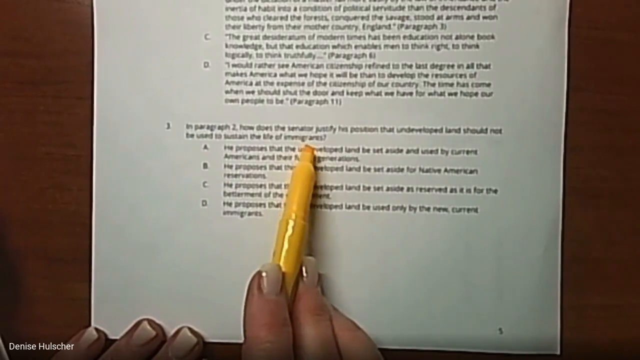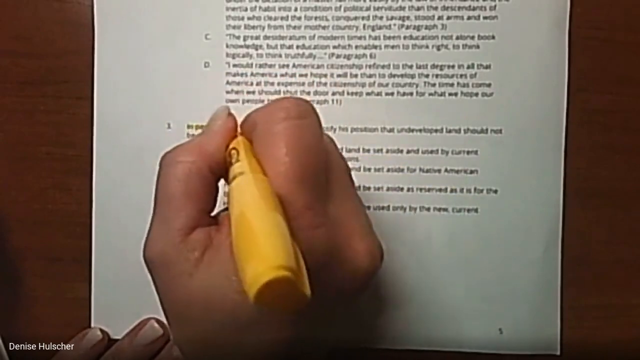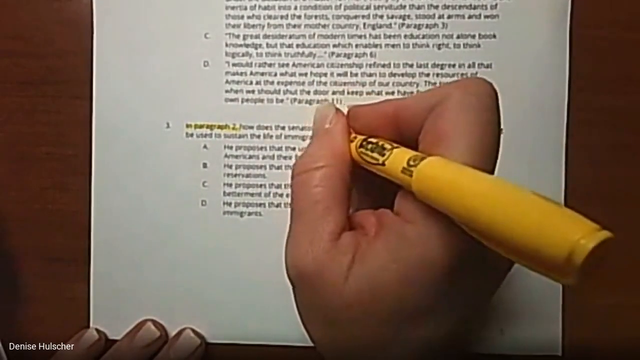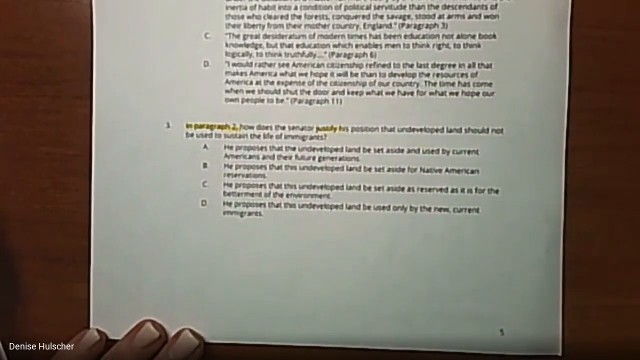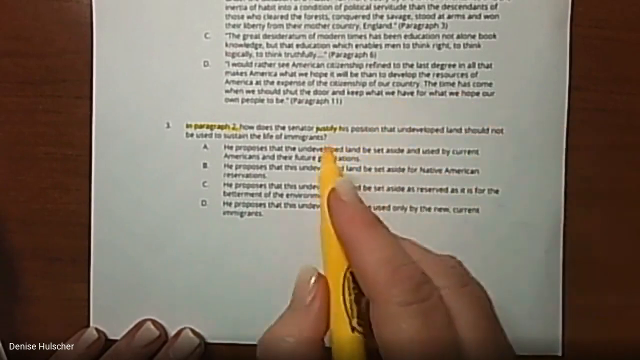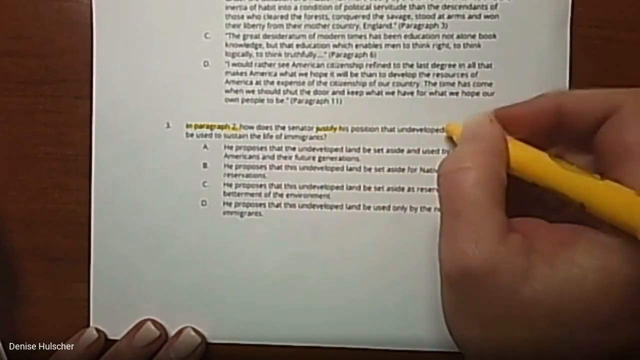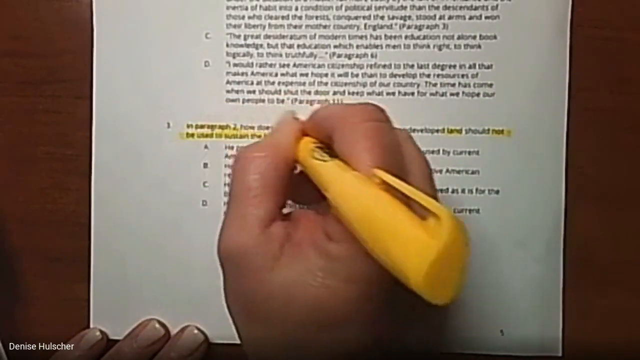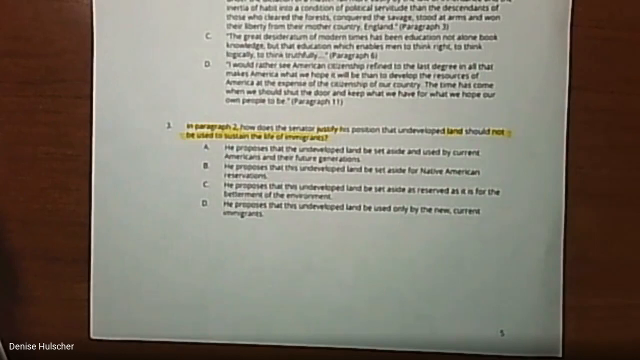Okay, what is that really asking me? First of all, I need to go to paragraph 2, and we're going to justify that the land should not be used to sustain life of immigrants. So justify land not being used to sustain immigrants. Okay, so how could I put that into a question?